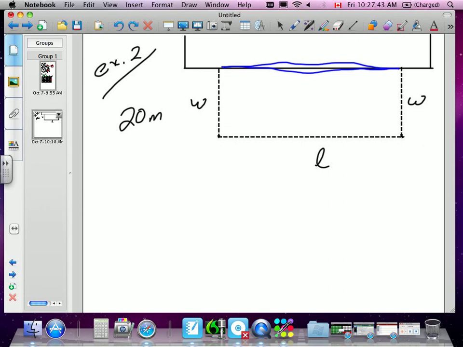So again, our perimeter is 20 meters. But this time we have to find a shape that's going to maximize area when we only need to use 3 sides of the 4-sided shape. So again, I'm going to make a chart.